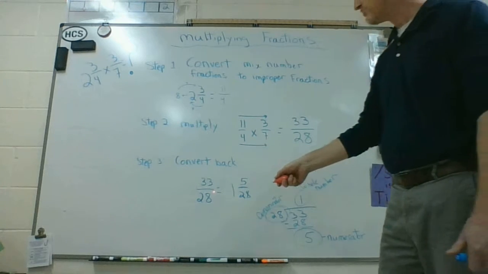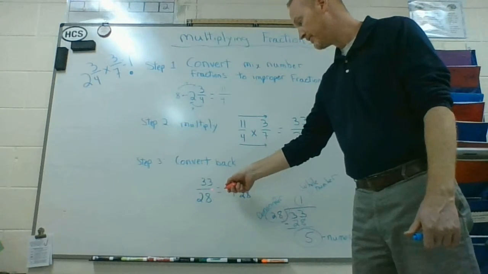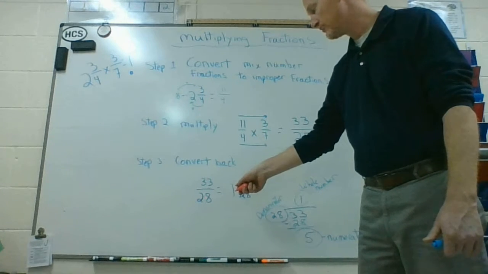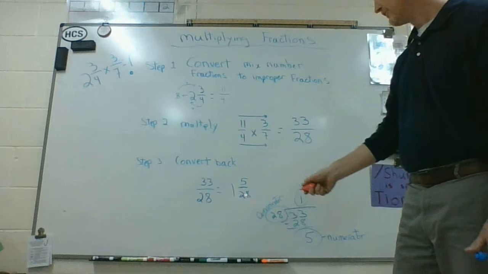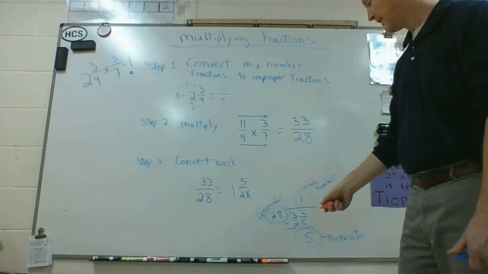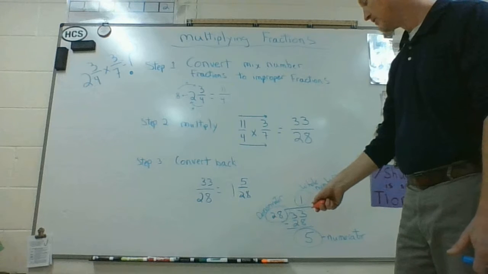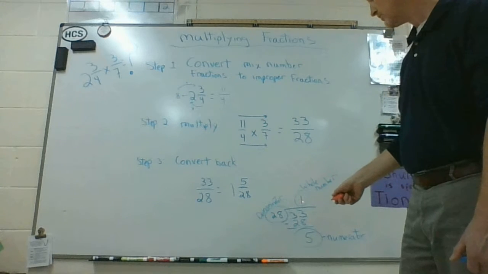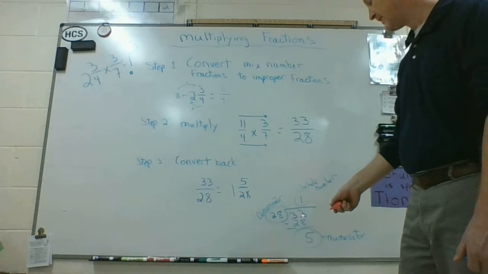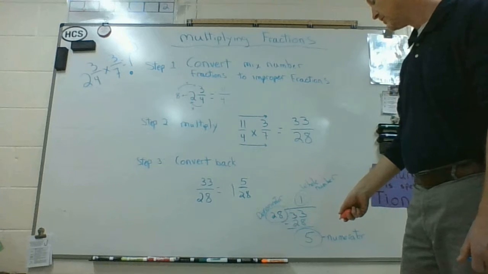So this becomes a division problem because this little line here is the division line. So 33 divided by 28. Now there's the answer, but here's the work. 33 divided by 28 on the outside. 28 goes into 33 one time. 28 times 1 is 28. You subtract that from the 33, you get 5.